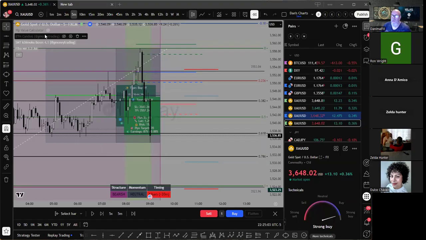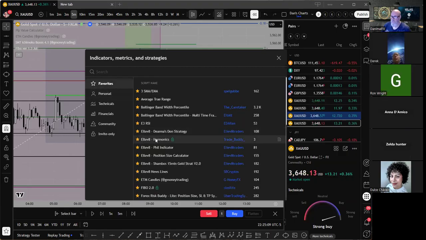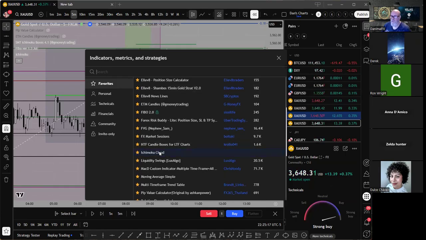If you turn on your Ichimoku cloud, I know I'm going to get this way crazy, but check it out anyway. Okay, I'm going to show you something. This is the important thing. This is why this all starts to make sense. Where's my Ichi? There it is.